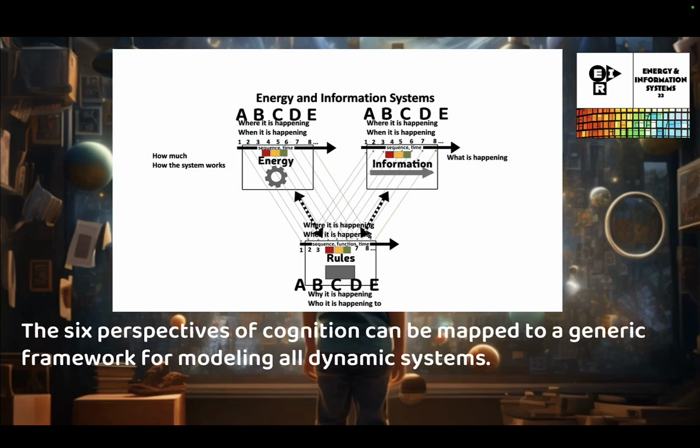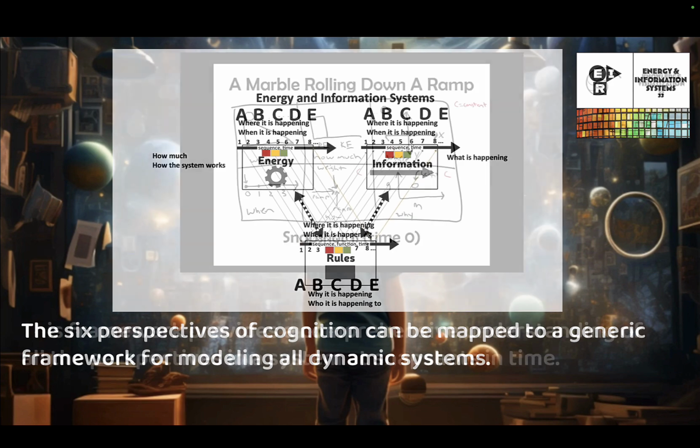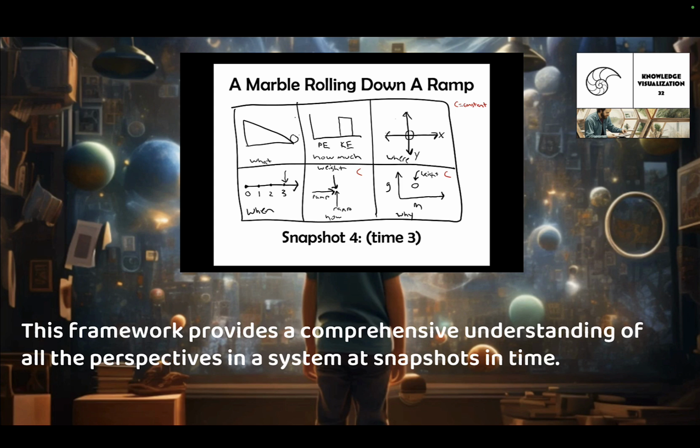I've known this a different way since my earliest memories, but I created this model that describes another model to try to explain this idea to other people about how orienting these 6 perspectives of cognition in a framework that relates them at snapshots in time is a way to model dynamic systems. And this framework provides a comprehensive understanding of all of the 6 perspectives in a system at snapshots in time.